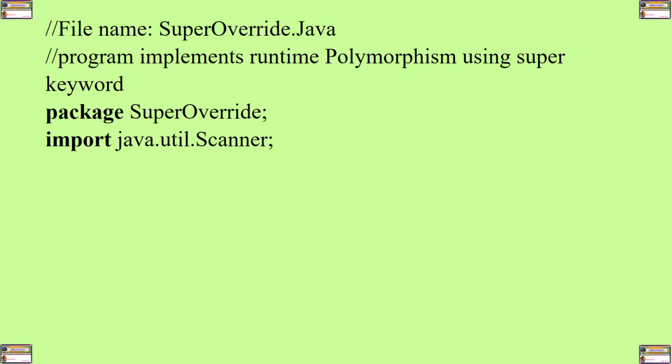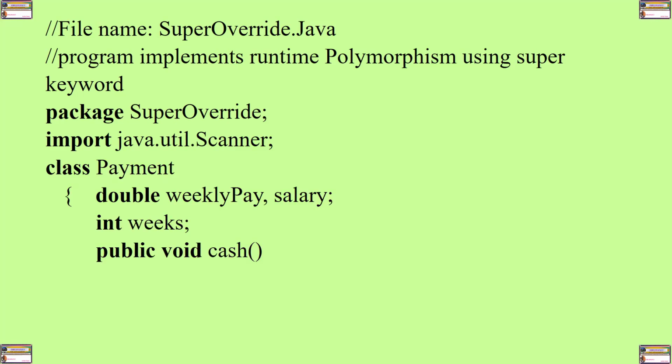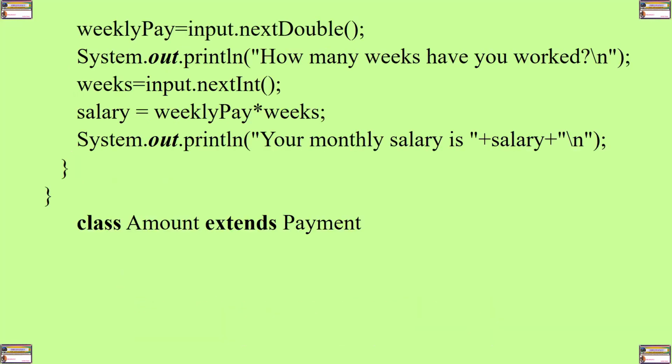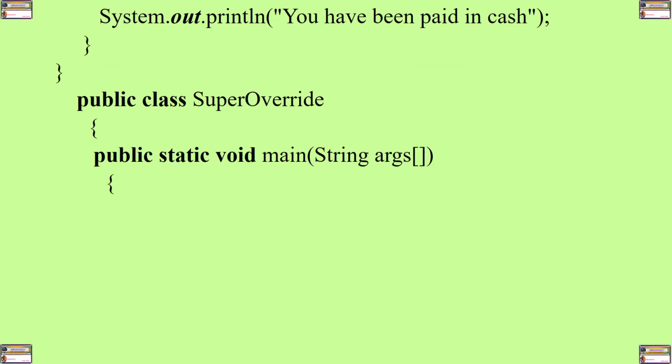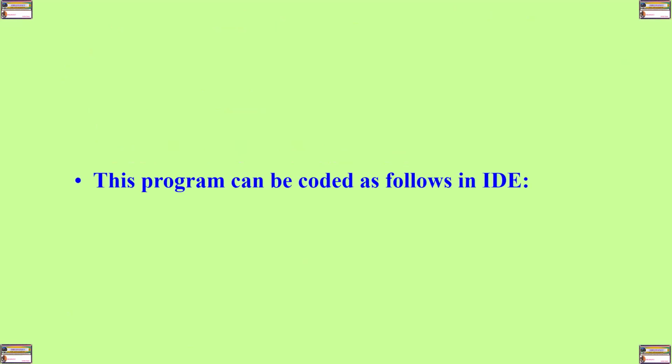Note this, my dear students and the rest of the learners, before we code this program using the IDE. Number one, the name of the project will be super override. That will be the name of our project. The name of our class, which will be the name of the file, will still be super override. This is the one which has the main method being part of its definition. So we can proceed and code our program.